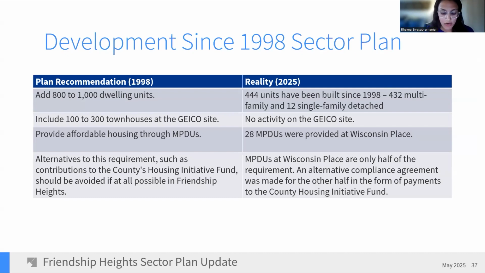In terms of affordable housing, there was a recommendation in the 1998 plan to provide affordable units through MPDUs and to avoid alternatives to the MPDU requirement if possible. While 28 MPDUs were provided at Wisconsin Place, this only constituted half of the required 56 MPDUs. There was an alternative compliance agreement for the other half, for which payments were made to the County Housing Initiative Fund. Next.